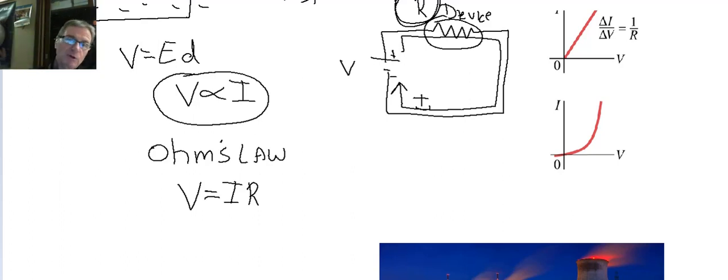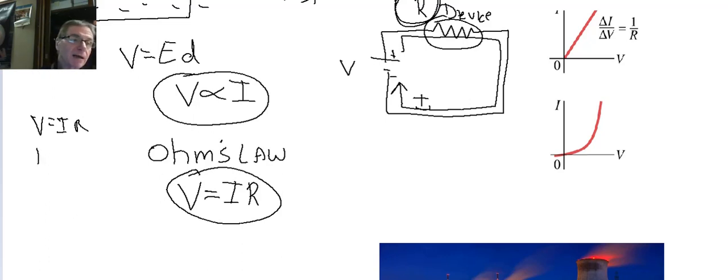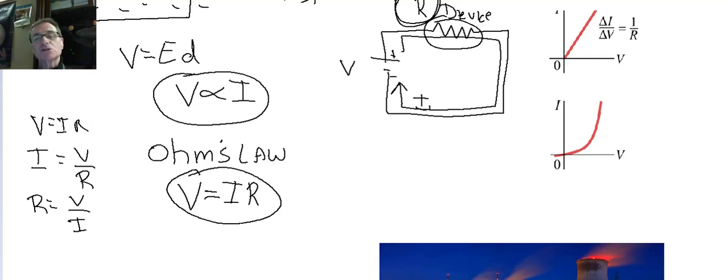Okay? And we'll use basically three different flavors of this. This equation, this Ohm's law, can be rearranged three different ways, which are all very useful. We have V equals IR, right? That's if we want to know the voltage. If I want to know the current, I is equal to what? I is equal to V over R. And if I want to know the resistance, R is equal to V over I, right? We're going to use this equation a lot, okay?